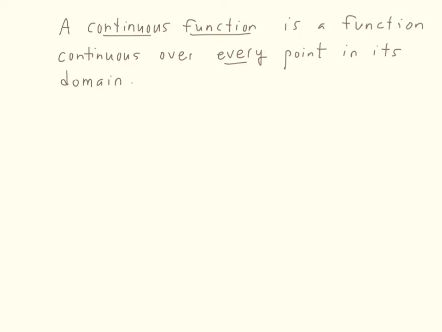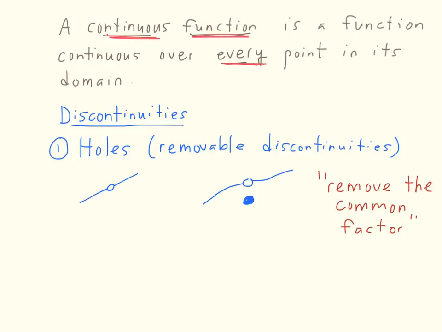Okay, quick definition here. Throughout this course, you will hear the phrase continuous function over and over. So let's make sure we have an understanding of what a continuous function is. So a continuous function is simply a function that is continuous over every point in its domain. Okay, so if a function is not continuous, then we say it's discontinuous.